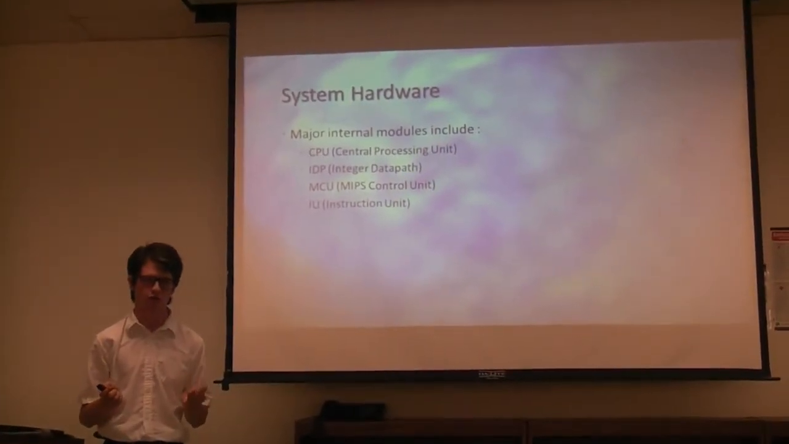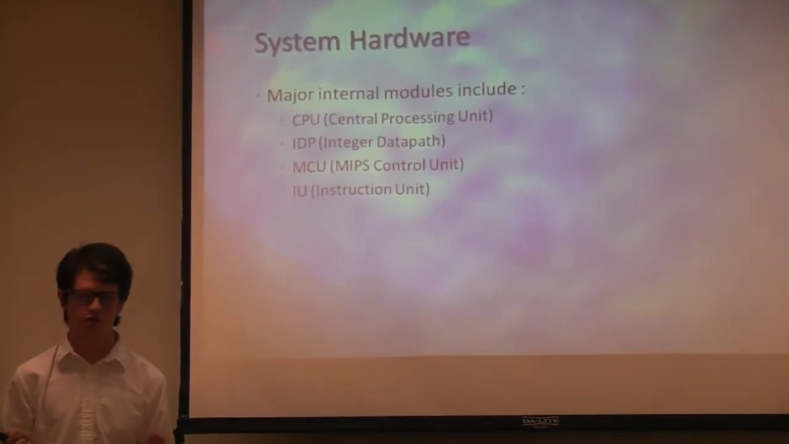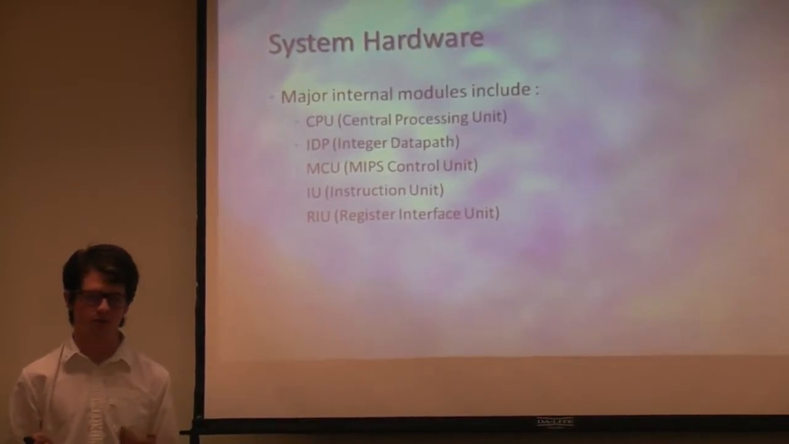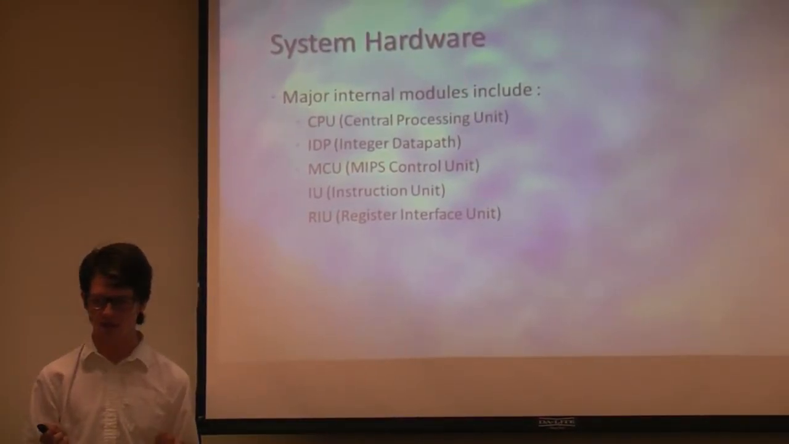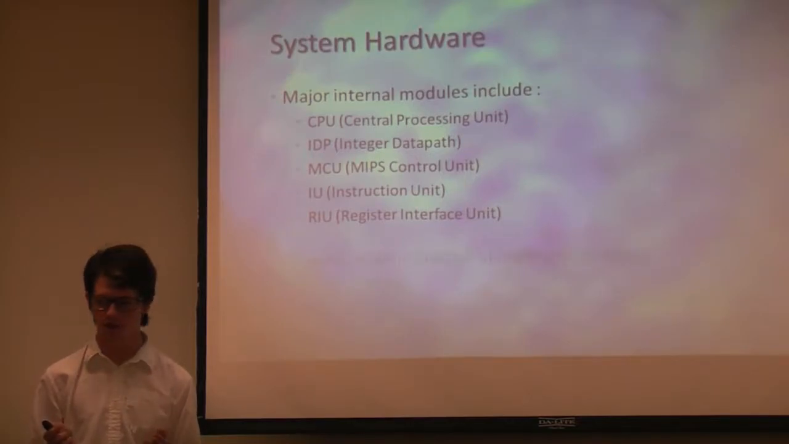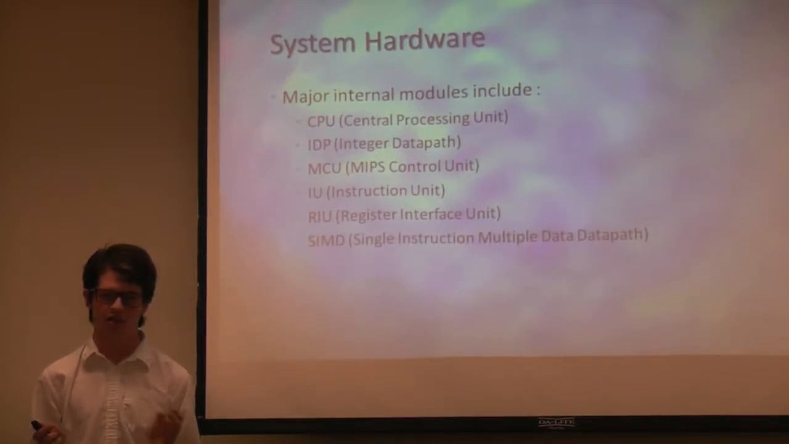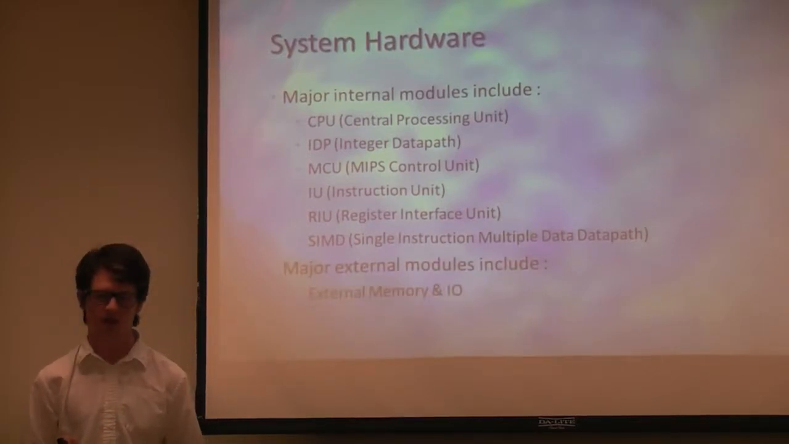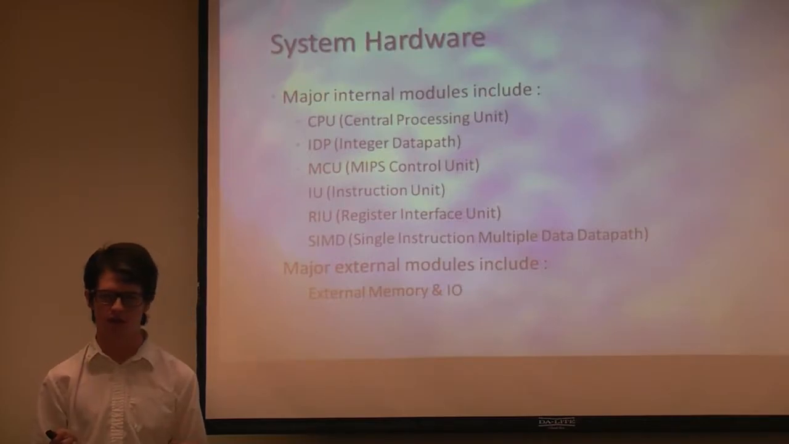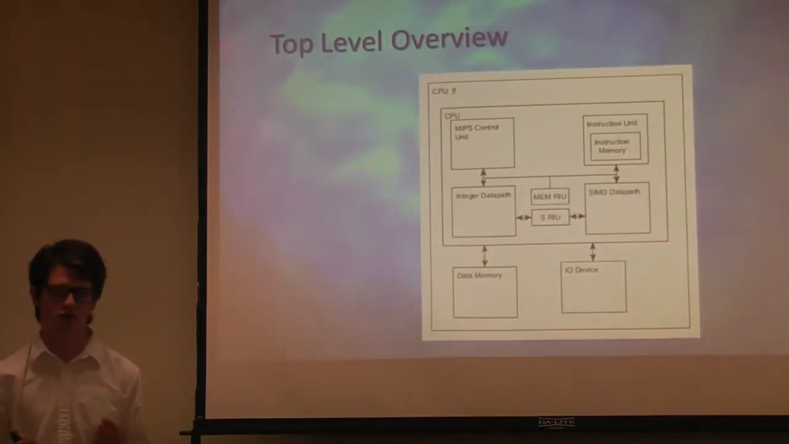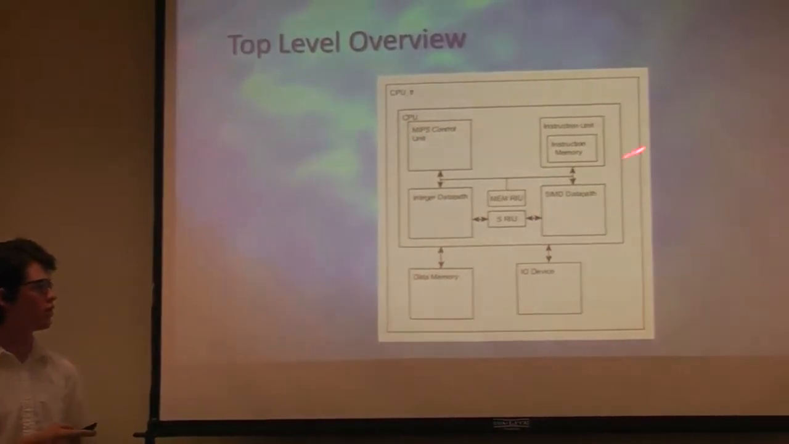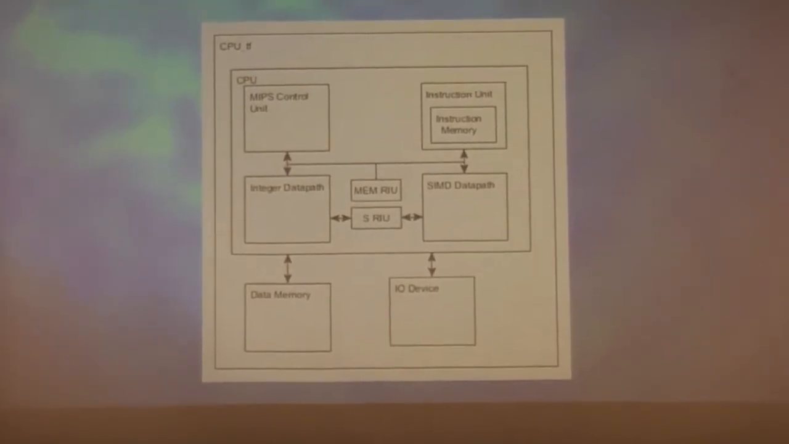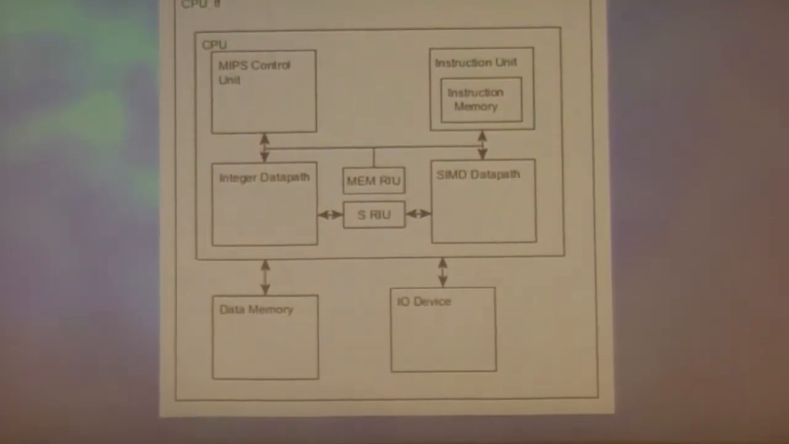So the major modules we're using are the CPU, the central processing unit, the IDP, the integer data path, the MCU, the MIPS control unit, the instruction unit, the register interface unit, and our SIMD data path. And for external modules, we have external memory and external I/O. So here's an overview of the top level. There are 2 RIUs, one for memory and one for communicating between the IDP and the SIMD units.